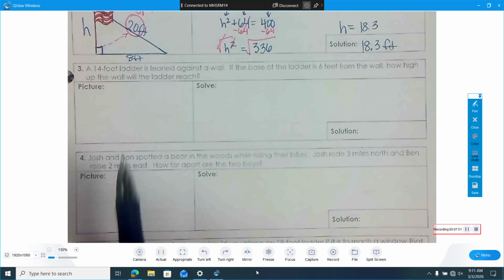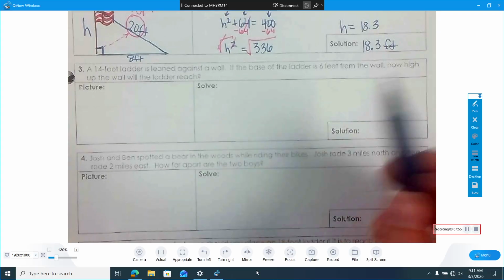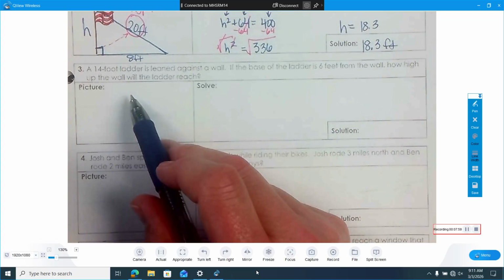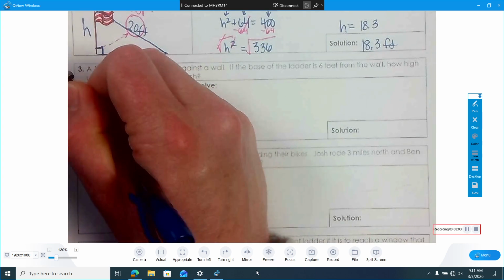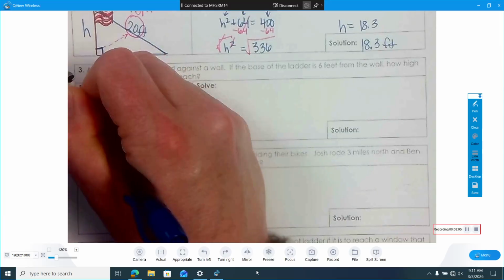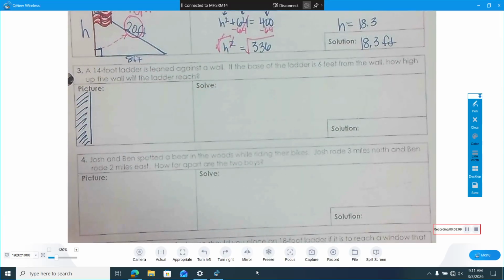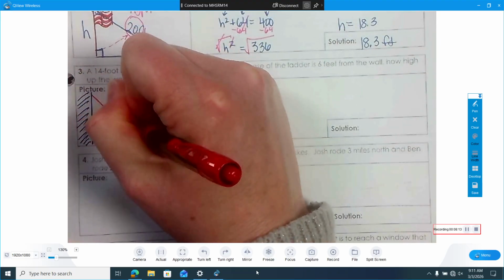A 14-foot ladder is leaning against a wall. If the base of the ladder is 6 feet from the wall, how high up the wall will the ladder reach? So let's see, I'm going to draw a wall. Here's a wall. There's my wall. All right, and then I have a 14-foot ladder leaning against it. So there's this ladder.